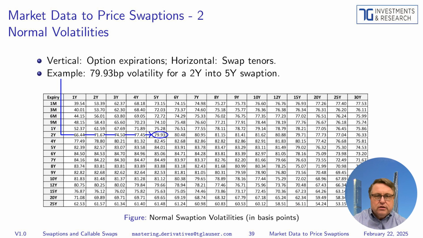Now, we see the quoted at the money normal volatility matrix for European swaptions. In this matrix, the option expiration is on the vertical against the swap tenors horizontally. For instance, the highlighted number represents the 79.93 basis points prices a 2 into 5 year swaption at market when using the Bachelier model, where the strike is exactly the same as the forward swap rate.